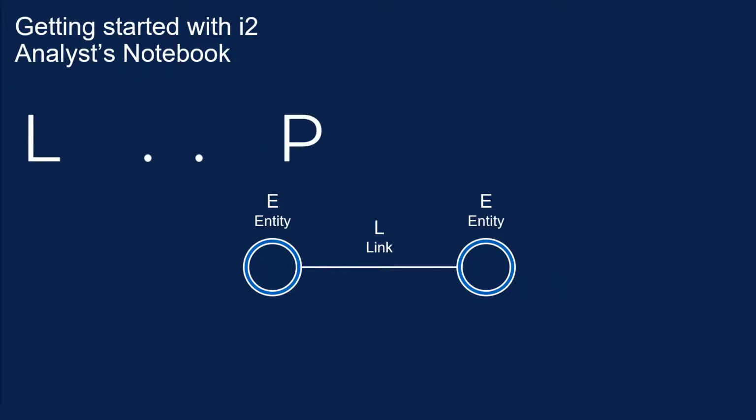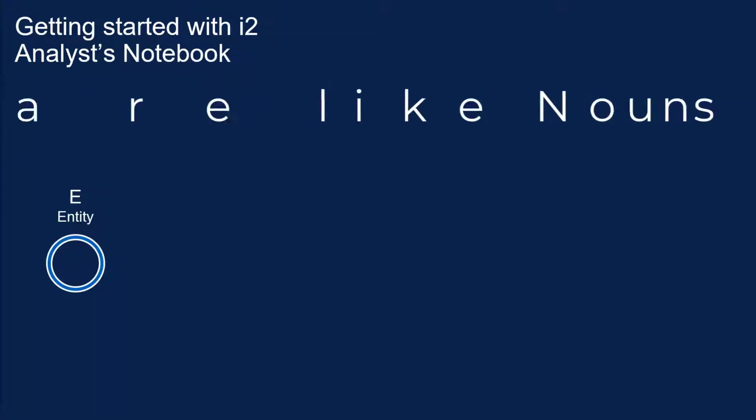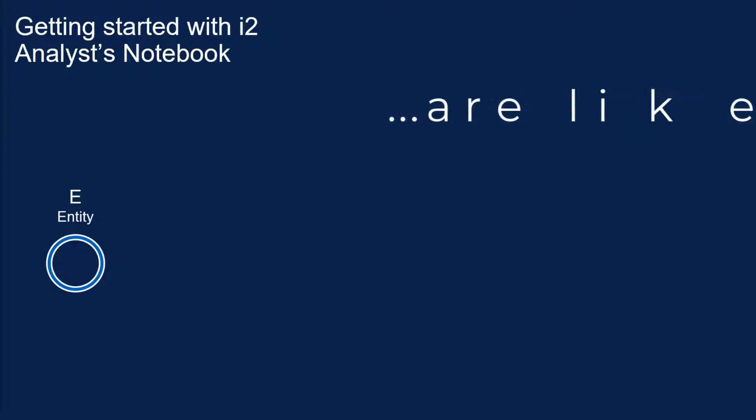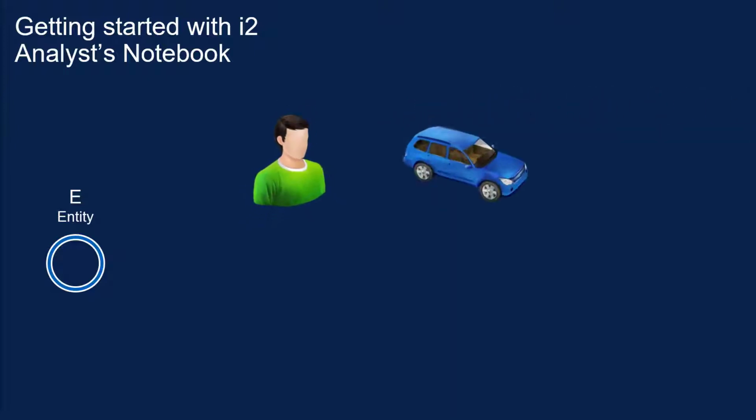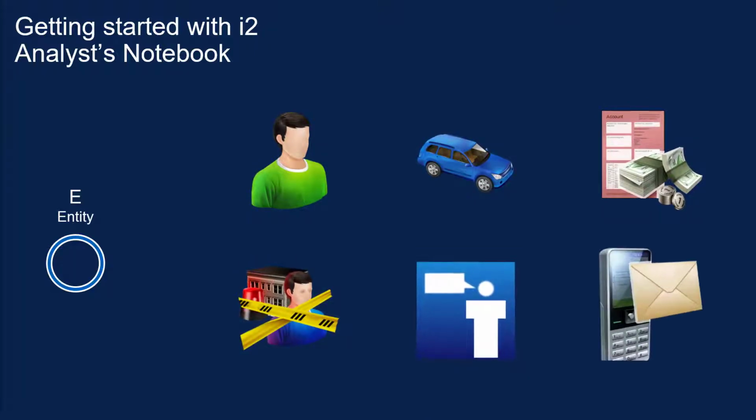Now let's take a look at the E, L, and P of the ELP model. Starting with E, entities are like nouns and are used to represent real-world objects or things or events. Examples of entities include people, vehicles, bank accounts or events, such as crimes or a social media posting or an SMS message.